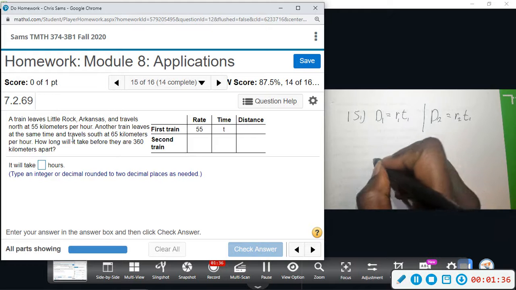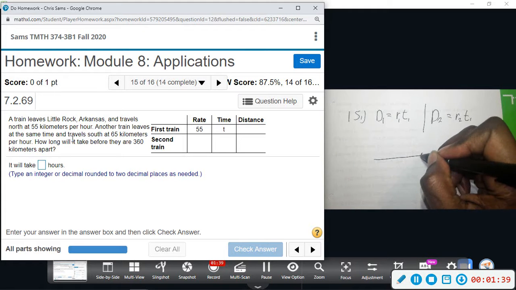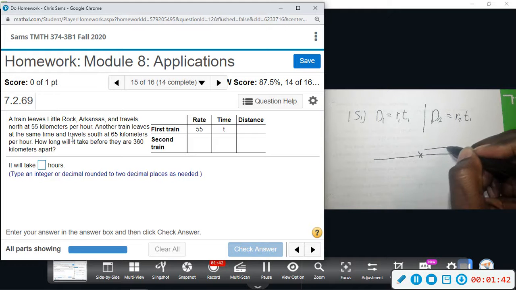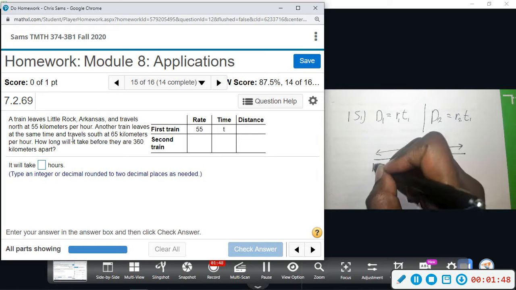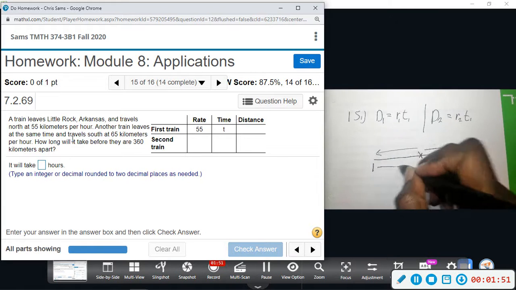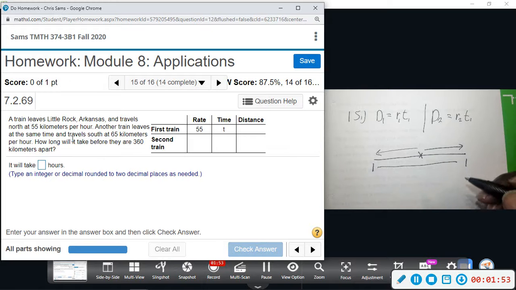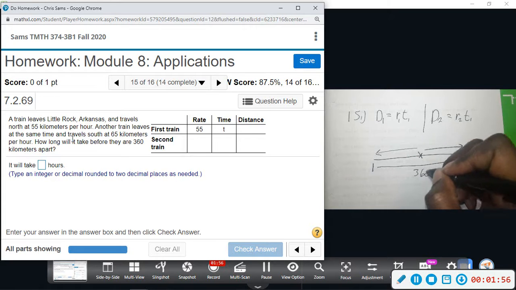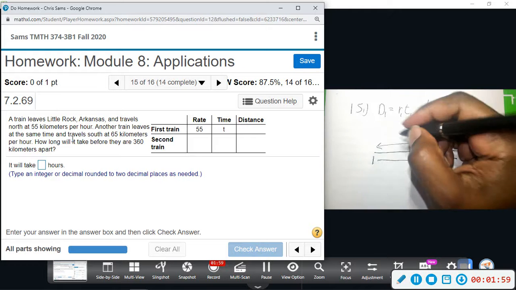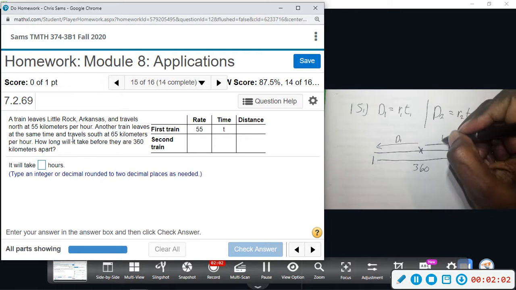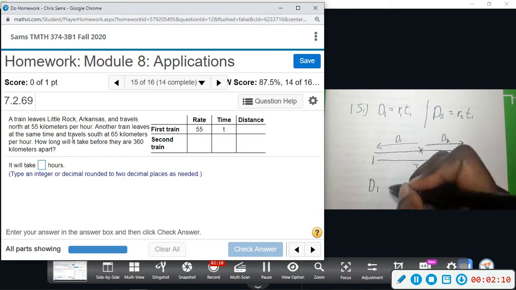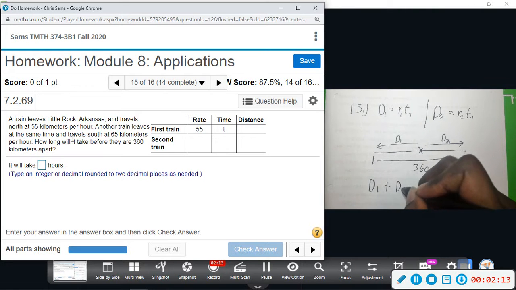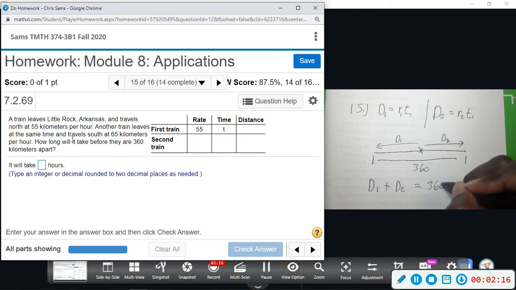Here's our station right here in the middle. One train is going this direction. One train is going this direction. In total, we want this total distance to be 360 kilometers. We'll call this D1 and this D2. So the way we come up with that is we add D1 plus D2. So this is what we're doing. We have two different distances that equals 360.